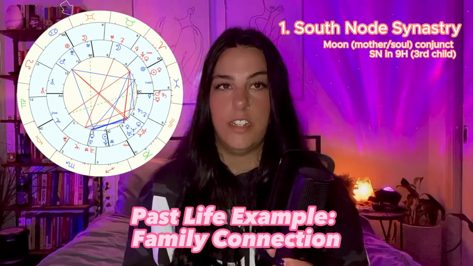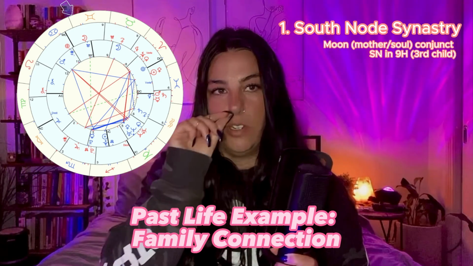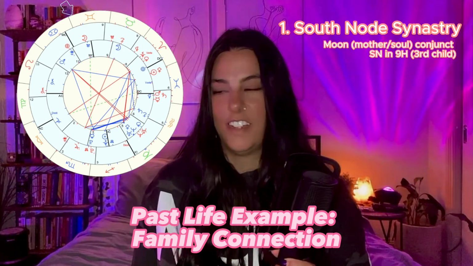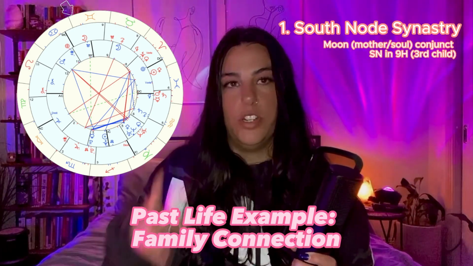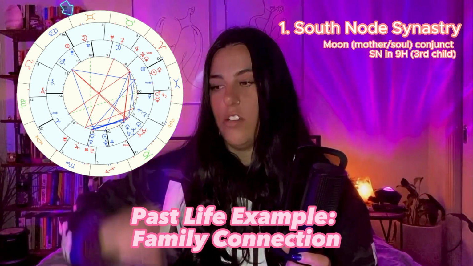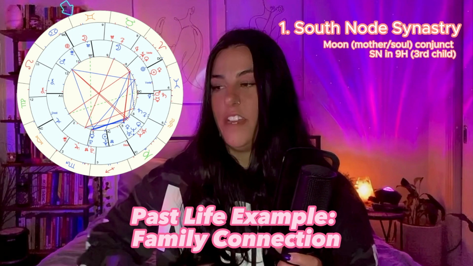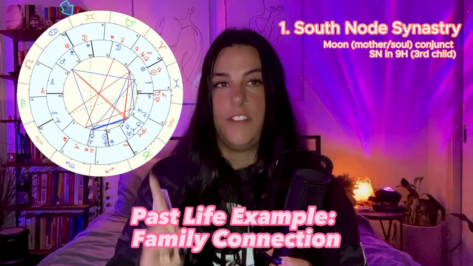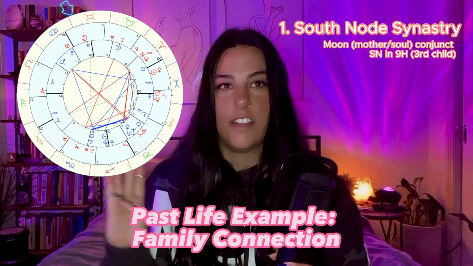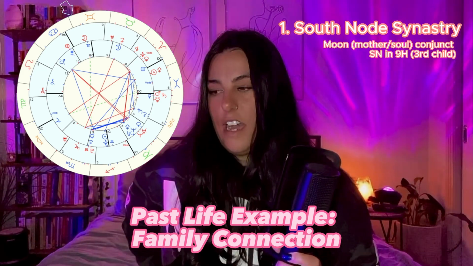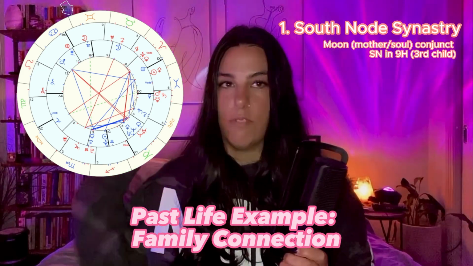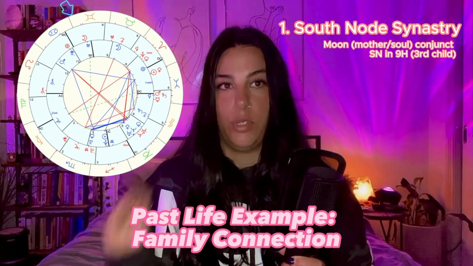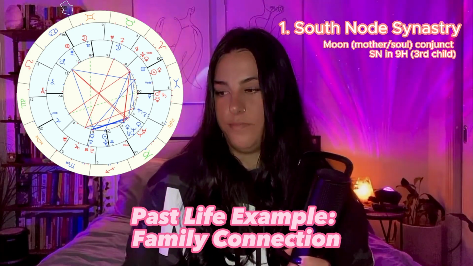So not only is this a really good indication of being from the same soul family, given that the Moon is the sign of the soul, and potentially these two people have incarnated with each other a lot in the past, the Moon is obviously a more maternal energy on top of the other person's past life energy. It's also happening in the 9th house, which is the 3rd child. So 1st child 5th, 2nd child 7th, 3rd child 9th, 4th child 11th. So it's very likely that the red person was the mother of the blue person, and the blue person was the 3rd child of the red person.